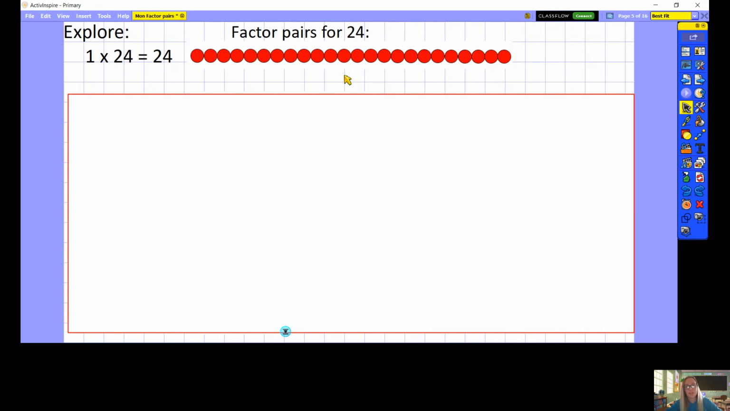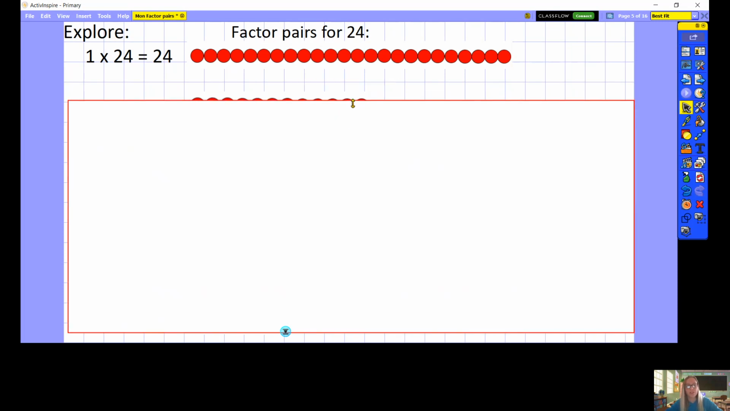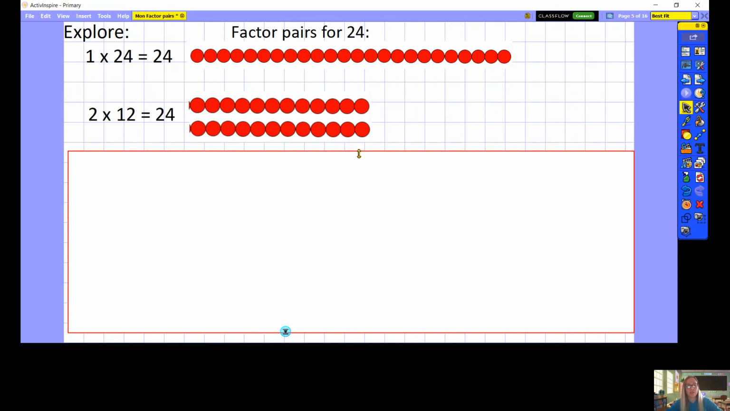So the next factor pair that you might have found would be 2 times something equals 24. So you may have arranged your counters or drawn an array that looks like this. 2 times 12 equals 24.